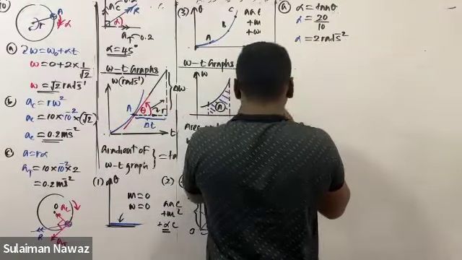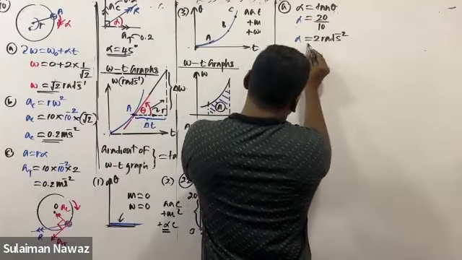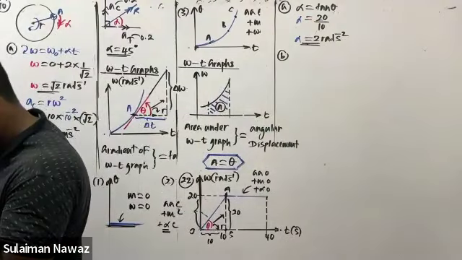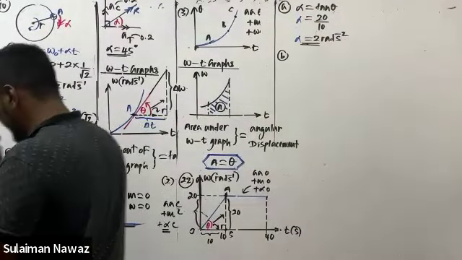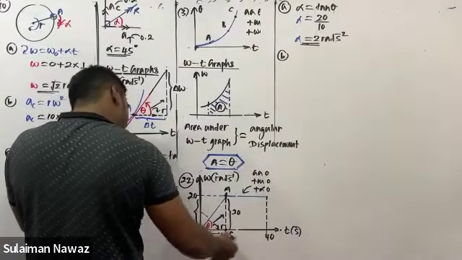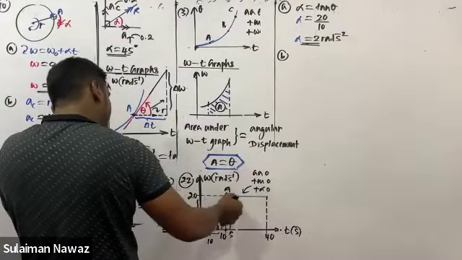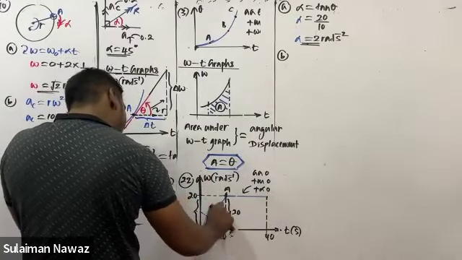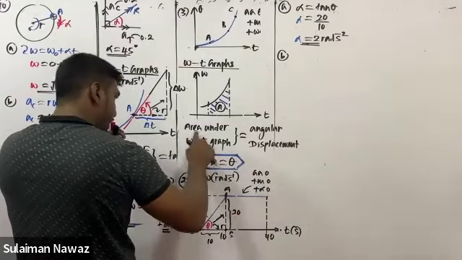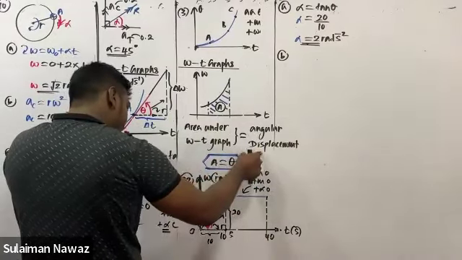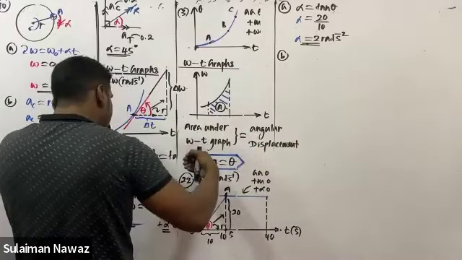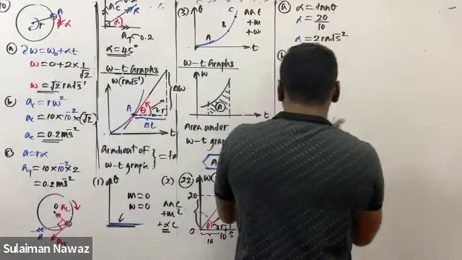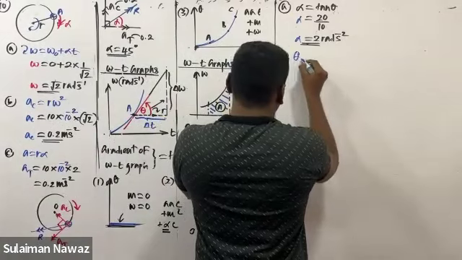Then I found the angular acceleration. Then in part B they are asking the total angle it rotates during 40 seconds. During 40 seconds means within the entire time, the total angular displacement. In an omega-t graph, area represents angular displacement. If you can find the entire area, that will be the total angular displacement.